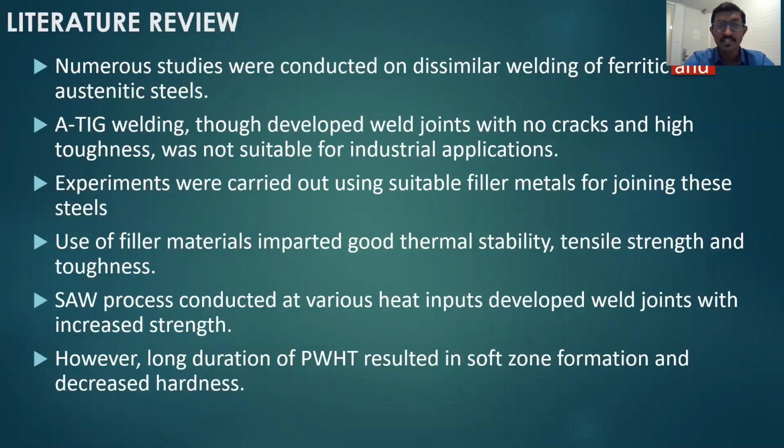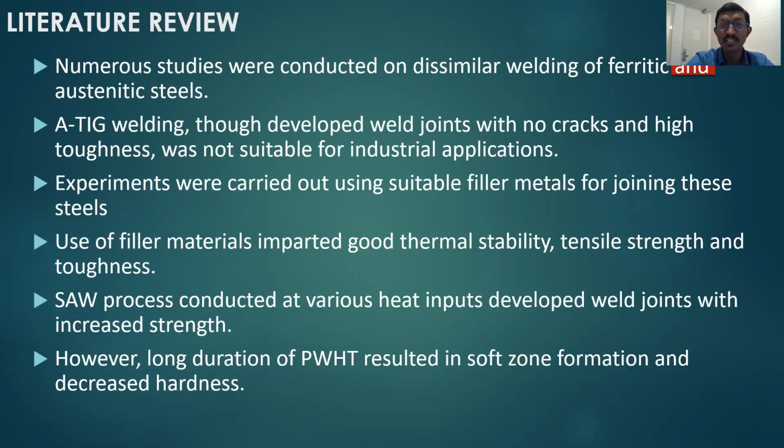Numerous studies were also conducted to evaluate the properties of dissimilar weld joints formed by ferritic and austenitic stainless steels. Several researchers conducted experiments on joining ferritic steel using different welding techniques. One such experiment was the joining of ferritic steel using the activated tungsten inert gas welding process, which produced weld joints with no cracks and good toughness. However, this welding process was not used in industrial applications.